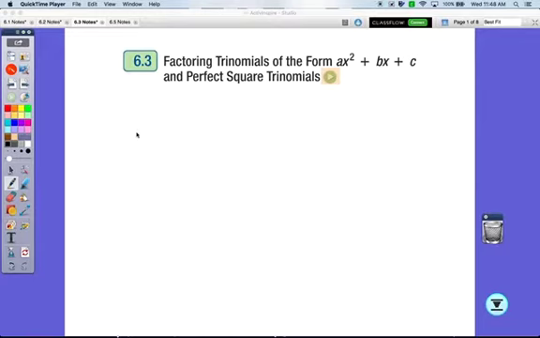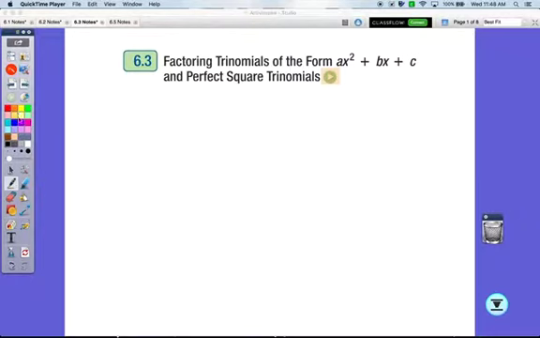Chapter 6, Section 3. In Section 2 of Chapter 6, we learned how to factor trinomials where the number in front of the x squared, the a, was 1. But if there's a number in front of x squared that's not 1, we've got to learn how to factor that. And there are multiple methods to do this.